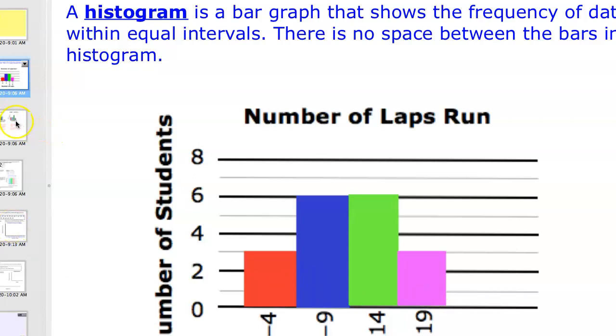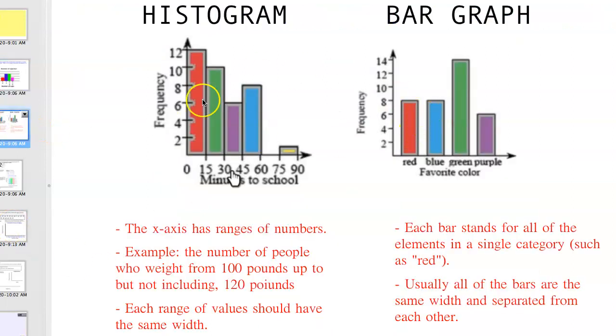Okay, so here's an example of a histogram. The x-axis has a range of numbers. Typically, the x-axis in a bar graph is categories. So here are two examples. The bars are always touching in histograms and they are not in bar graphs. That is the key difference. Histograms also always have frequency on the y-axis. Bar graphs do not always have frequency.